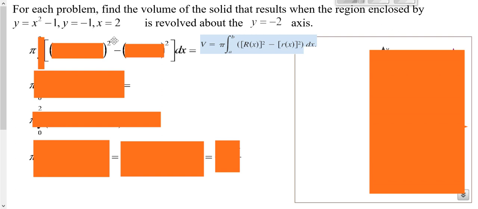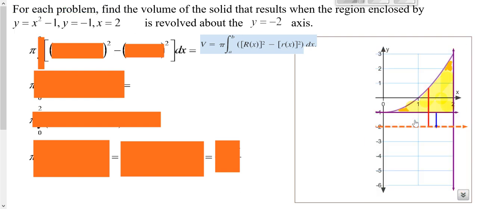One last one here with a horizontal axis of revolution. We'd have our parabola. We'd have a horizontal line here. We'd have a vertical line here. We graph all 3 of these, our parabola, horizontal line, vertical line. This is the region that we want because it's bounded by all 3.